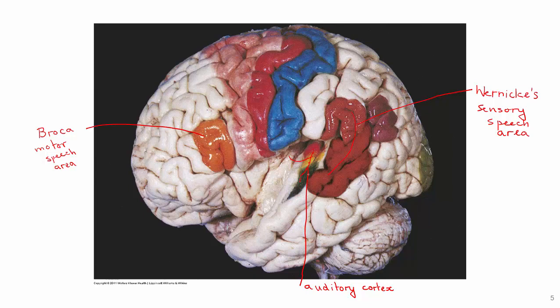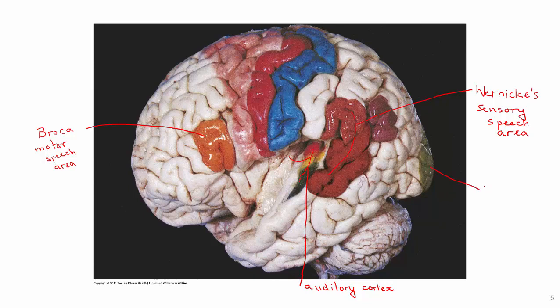So all the hearing impulses are sent to this area to be interpreted and converted into speech, for example, if someone was talking. So that's the auditory cortex.